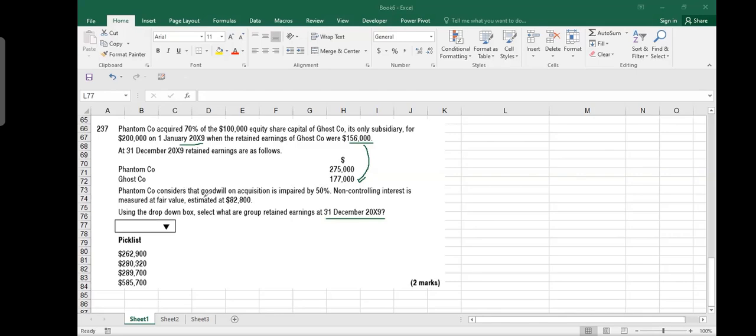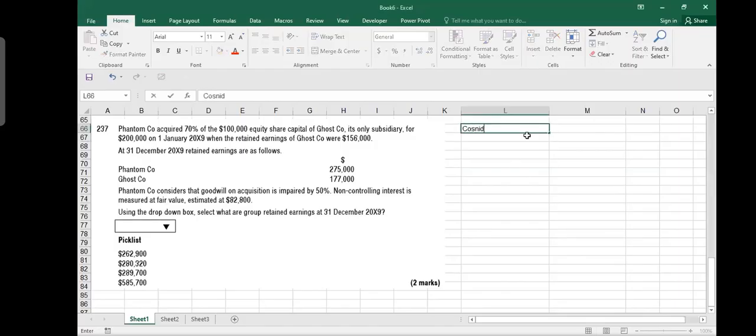I'm just explaining some numbers. We'll move forward. Phantom Company considers that goodwill on acquisition is impaired by 50%. Non-controlling interest is measured at fair value, estimated at 82,800. Using the drop-down box, select what the group retained earnings should be. Now that question needs a little bit of working. First of all, you have to calculate the group retained earnings. The group retained earnings must include the parent-owned retained earnings, which is 275, plus the parent's share in the change in this one, plus or minus any impairment of goodwill. Because if goodwill impairment is happening, it will decrease the retained earnings of the subsidiary. So first we need to find out the goodwill, then we have to impair that goodwill, and then we have to give the share to the parent. So let's first find out our goodwill in this question. So let me clear it. So how do we do that?